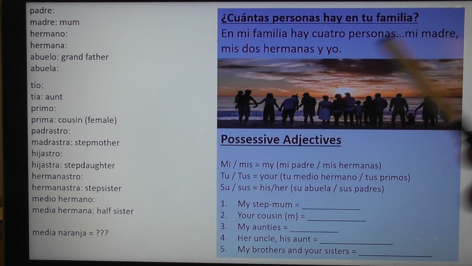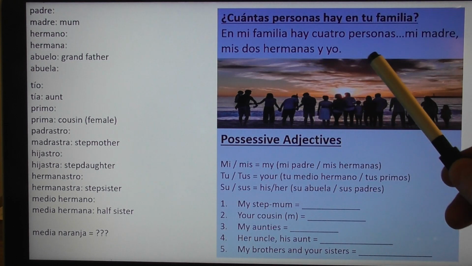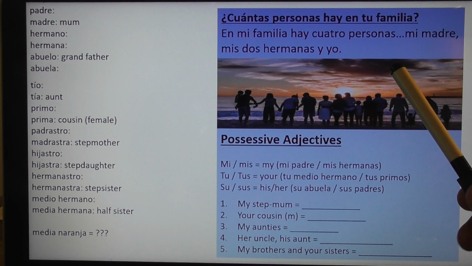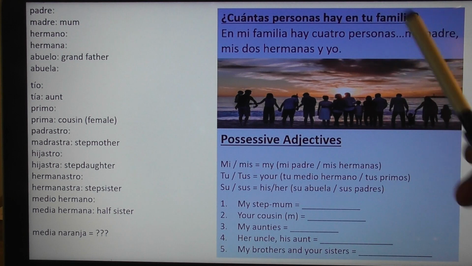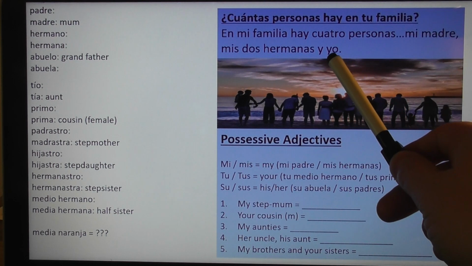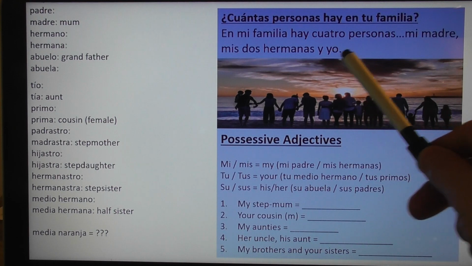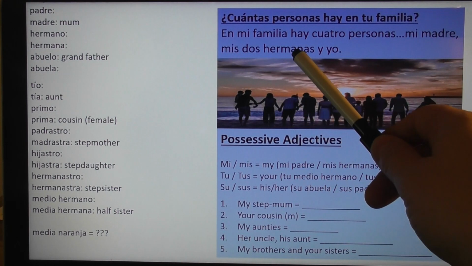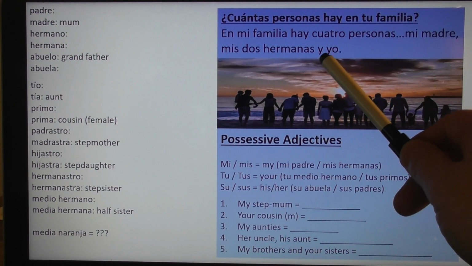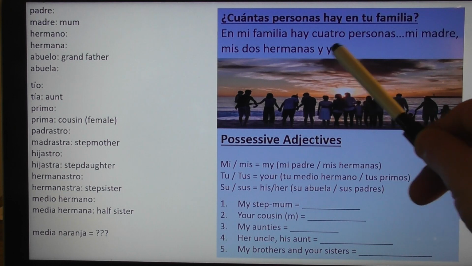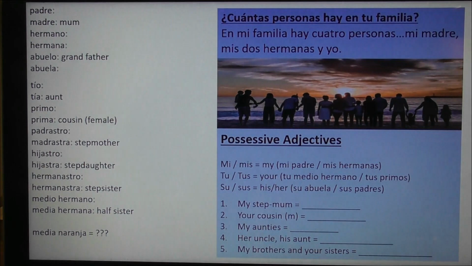And after that, you can just name who they are. Just be aware of one thing. When you list people in Spanish and you include yourself in that list, you need to put yourself selflessly at the end. So my mum, my 2 sisters, and I. Okay, so you always say and I at the end. Y yo. Right, off you go.